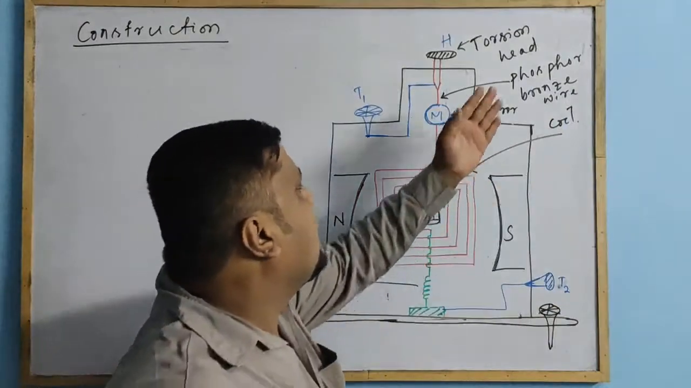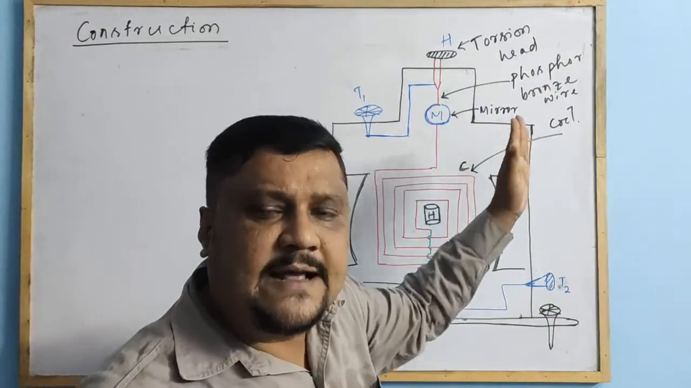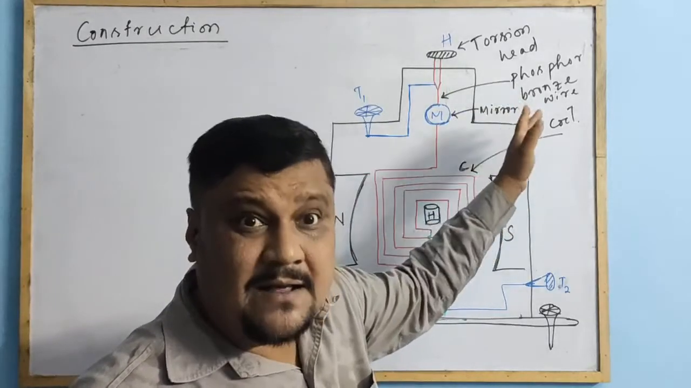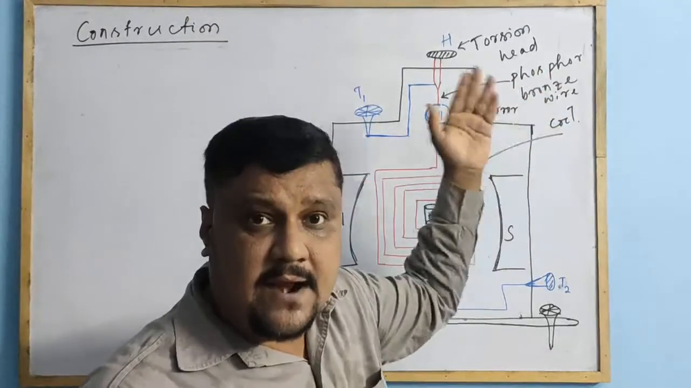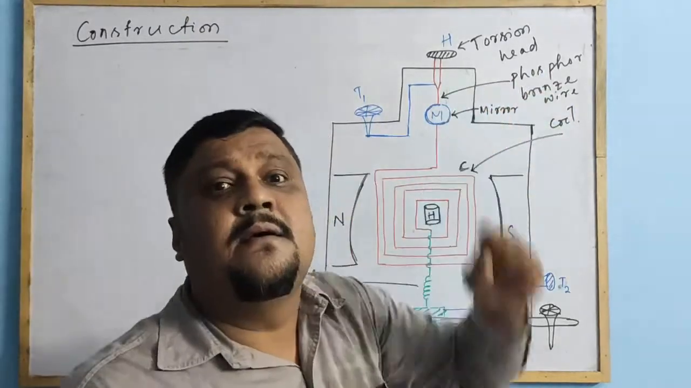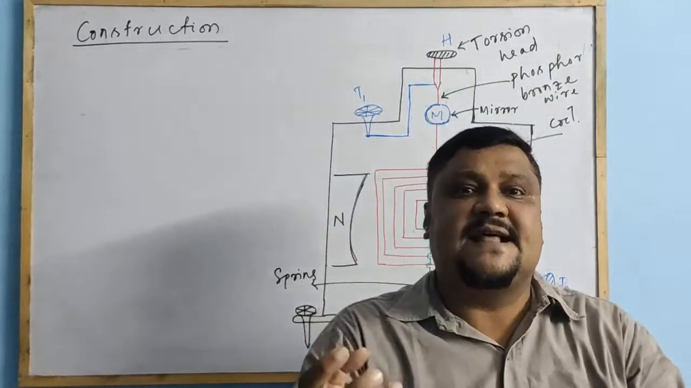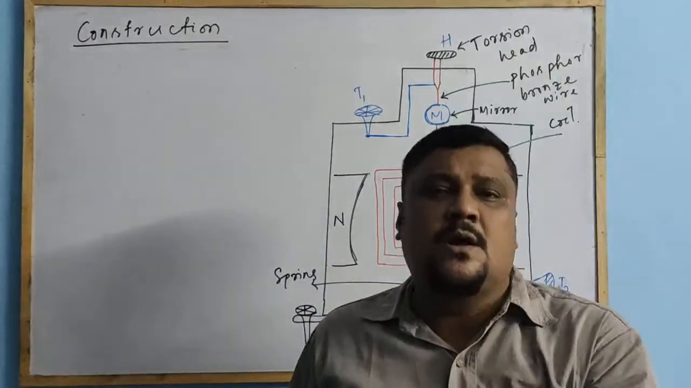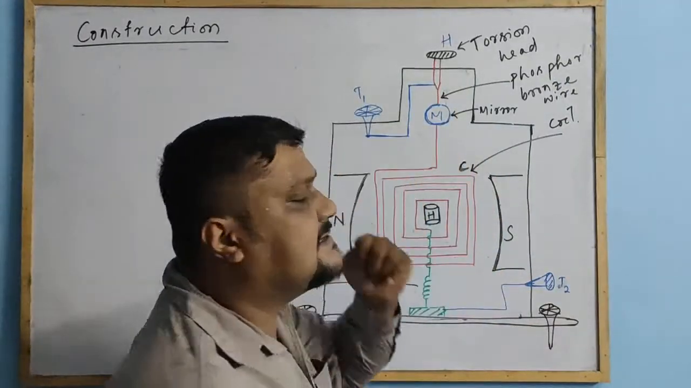Why is phosphor bronze used? Because it has a low temperature coefficient. It is non-magnetic, meaning it is not influenced by the magnetic field, and its conductivity is high. The tensile strength is also high, meaning that even if more force or stress is applied, it will not break.